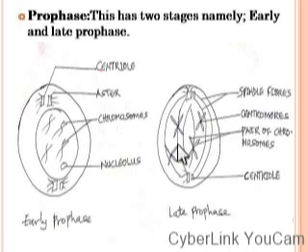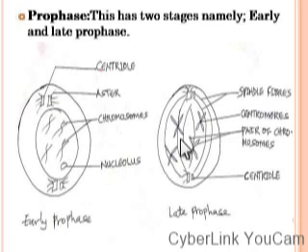Another thing that has happened at the late prophase is that the nucleolus disappears completely. This is the nucleolus, it disappears completely at the late prophase. Look at it. There is no nucleus at the late prophase. There is a nucleus at the early prophase.